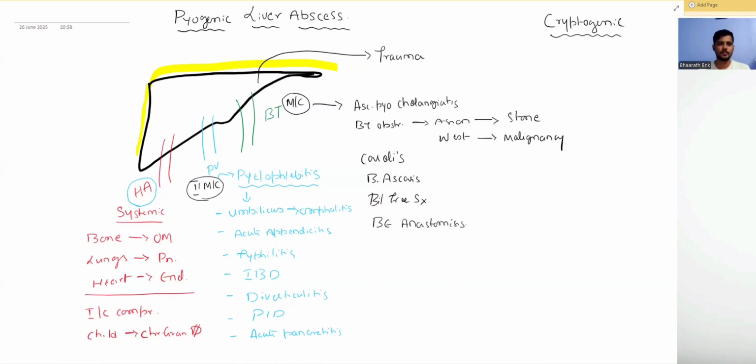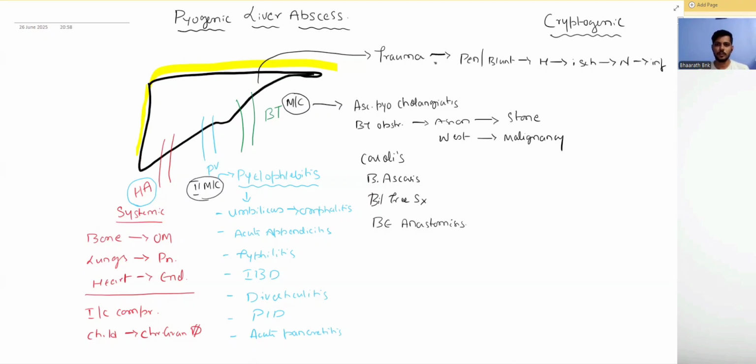And then coming to trauma. Trauma could be non-iatrogenic, which could be a penetrative trauma to the liver, or a blunt trauma to the liver, which eventually causes a hematoma. Hematoma, because of its compression, will lead to ischemia. Ischemia will lead to necrosis. And you know, whenever there is a necrotic body, there is a chance of infection.